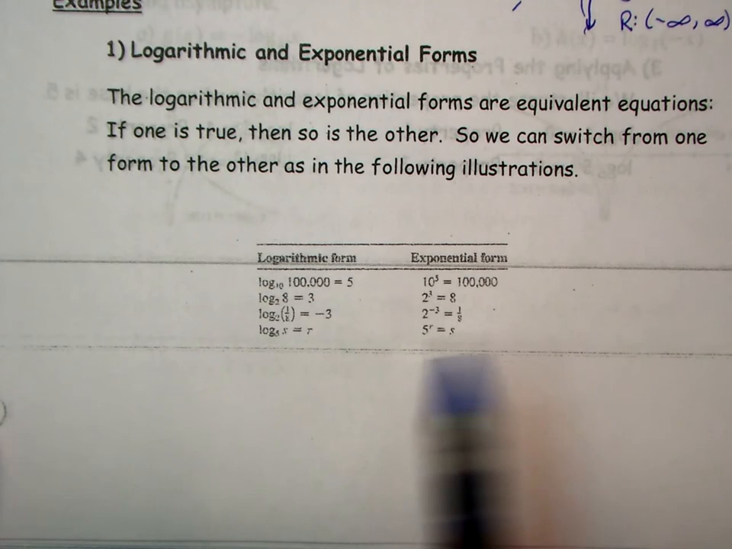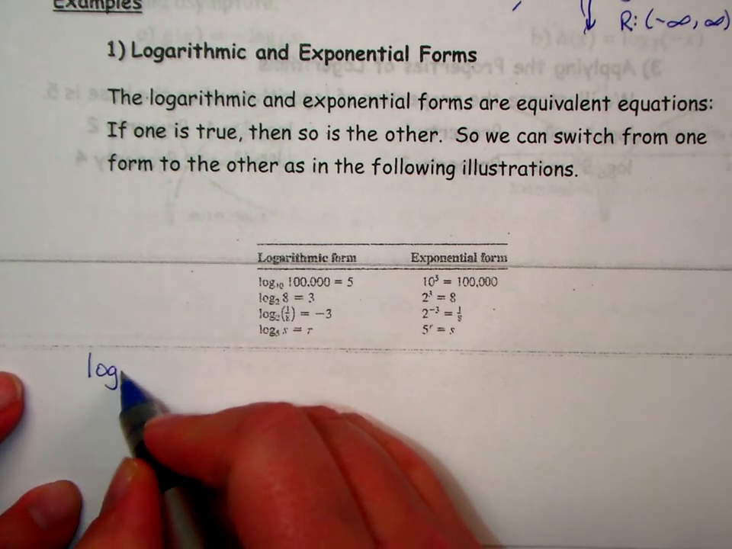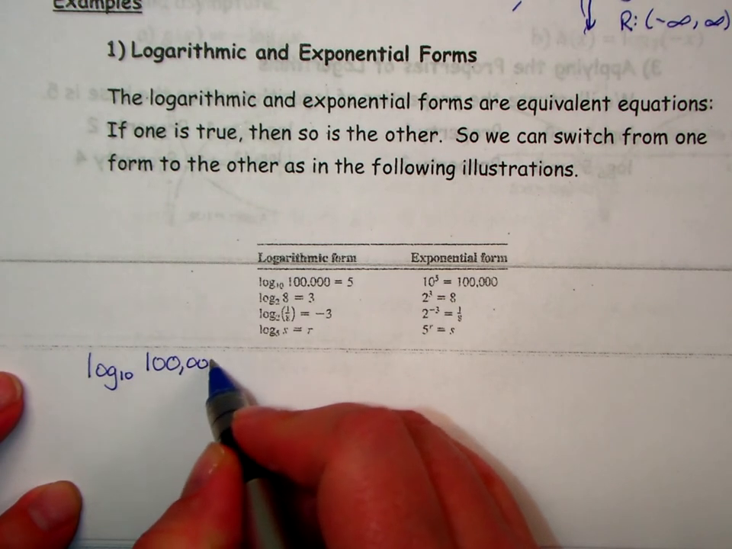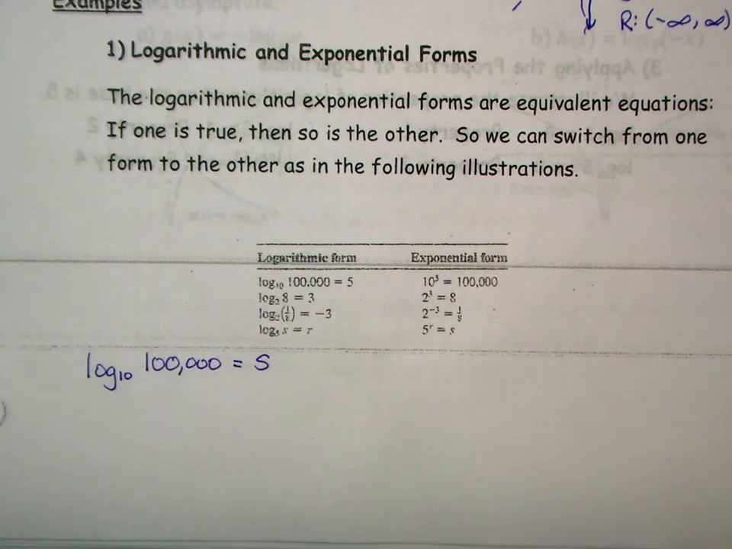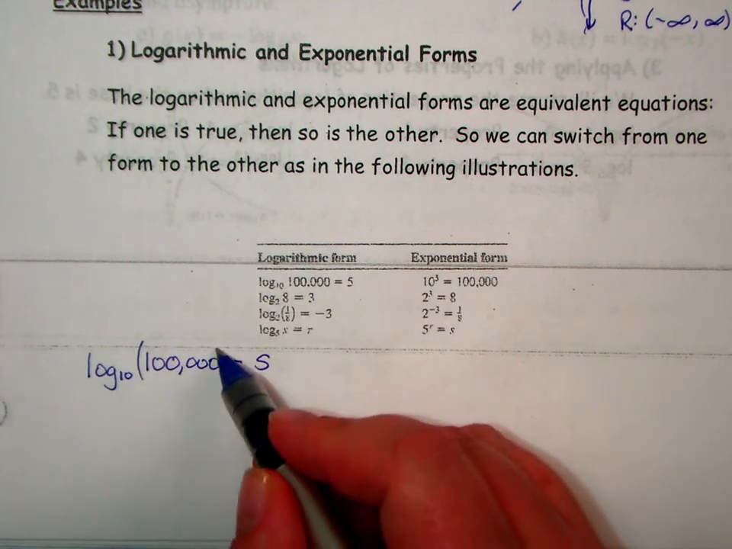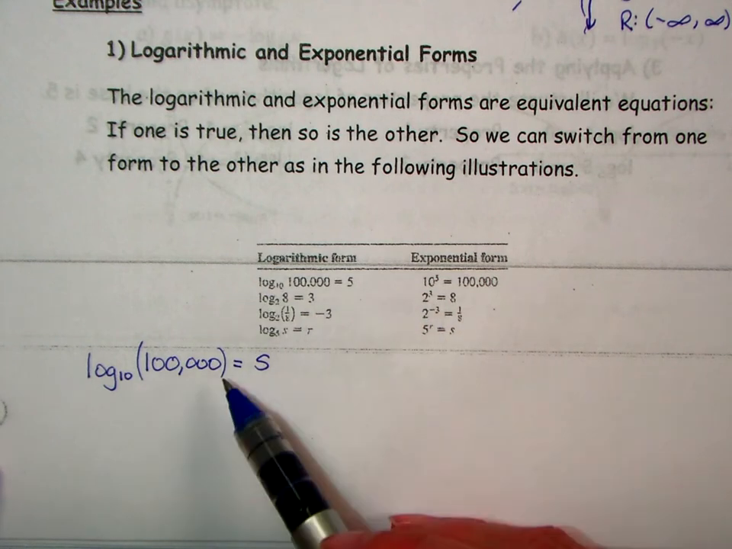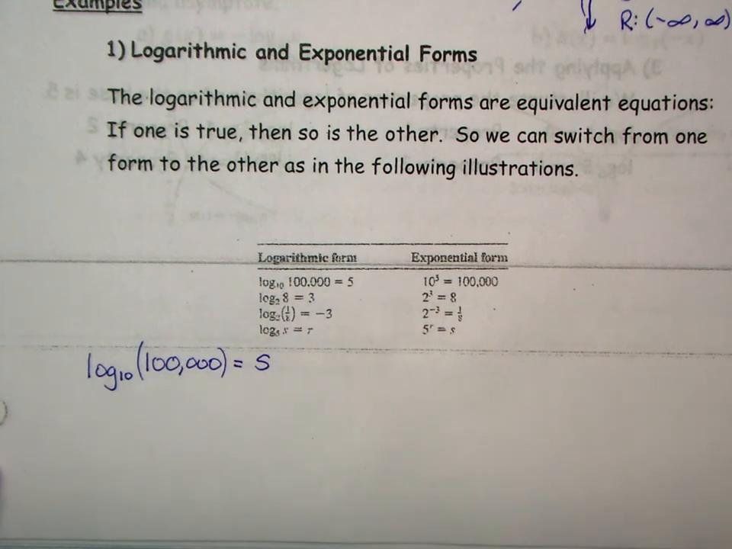All right, so let's start with the logarithm. The first one says we have log base 10 of 100,000 equals 5. So they actually solved the logarithm. The argument of the logarithm is here, and the books are really bad about dropping those parentheses, but really there should be parentheses around this argument.